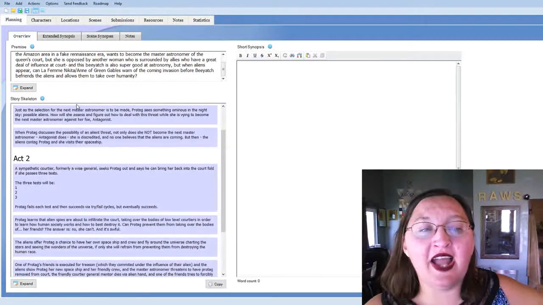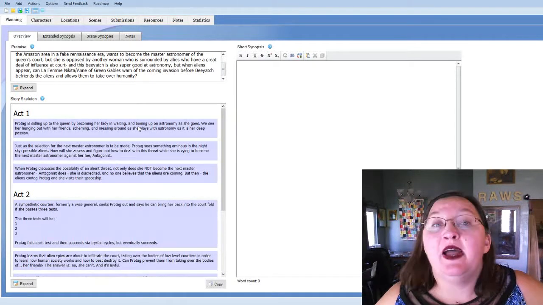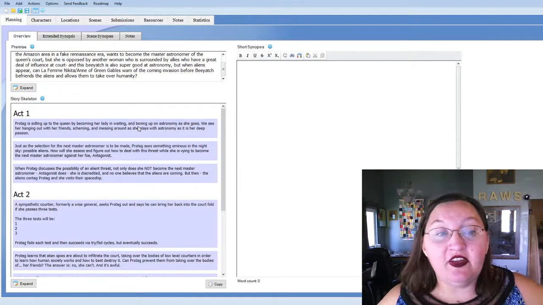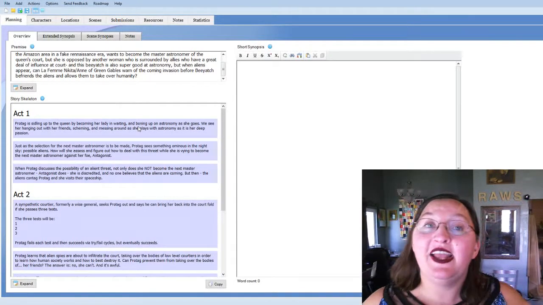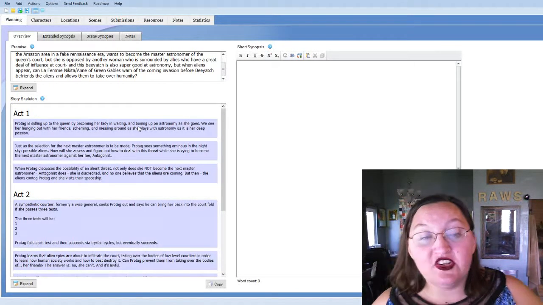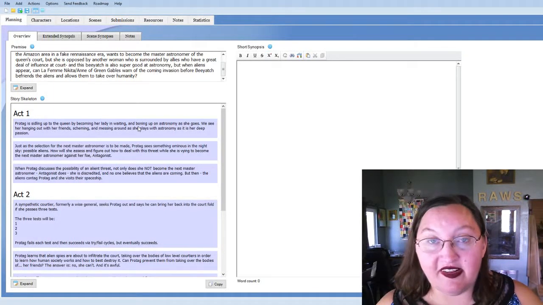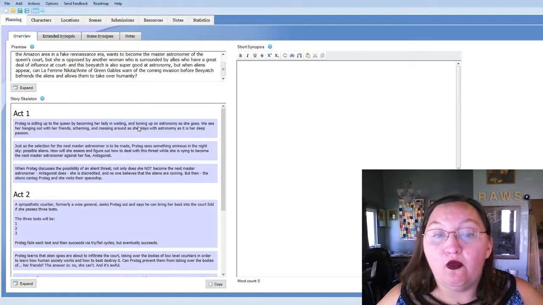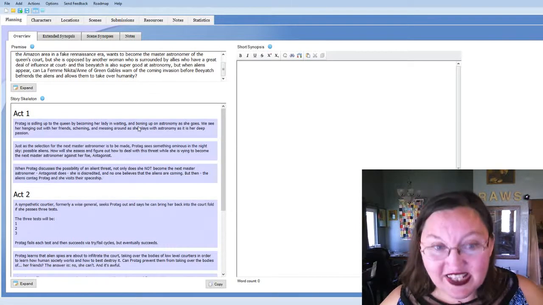So here we have Act 1. Protag is sidling up to the Queen by becoming her lady-in-waiting and boning up on astronomy as she goes. We see her hanging out with her friends, scheming and messing around as she plays with astronomy, as it is her deep passion. Just as the selection for the next master astronomer is to be made, Protag sees something ominous in the night sky, possible aliens. How will she assess and figure out how to deal with this threat while she is vying to become the next master astronomer against her foe, antagonist?